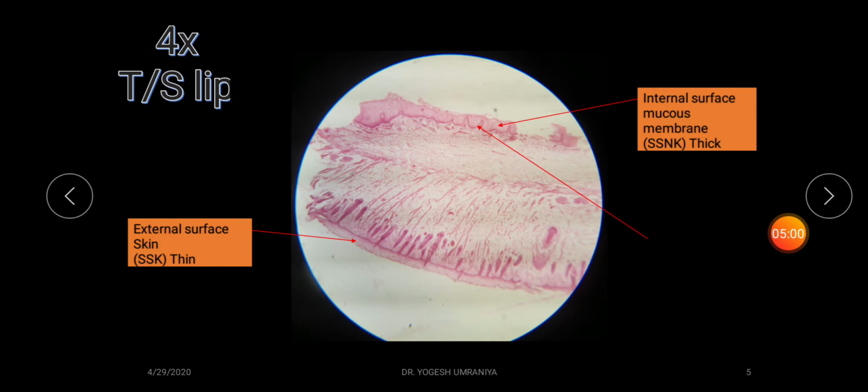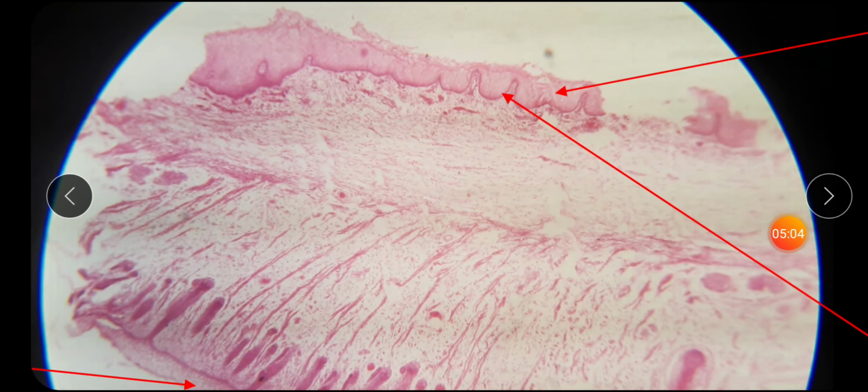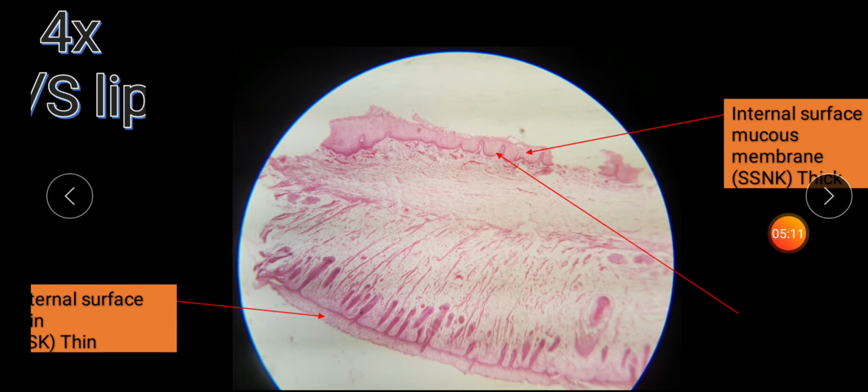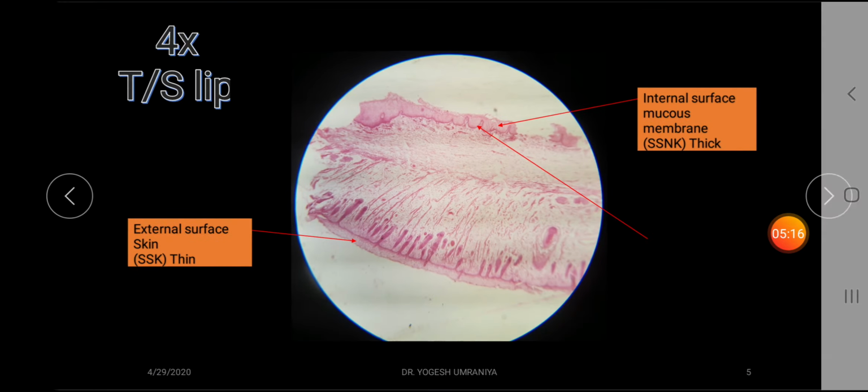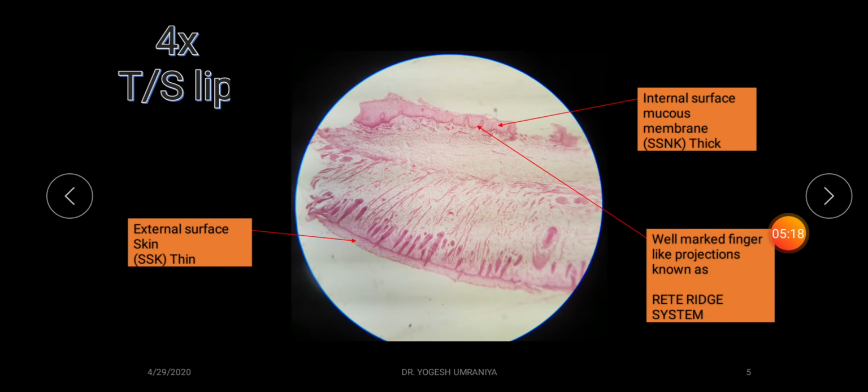And you can see this layer is having this type of heightened ups and downs elevations. Okay, so that is referred to as the Rete ridge system. So you can see the well marked finger-like projections underneath the epidermis that is formed by the dermal papillae.